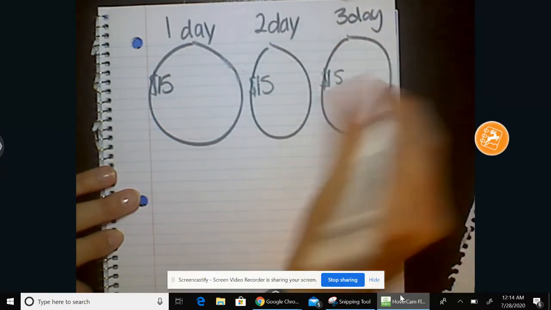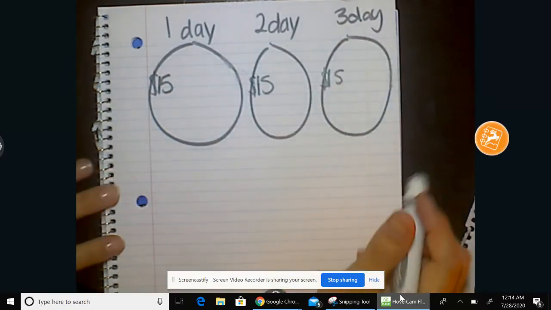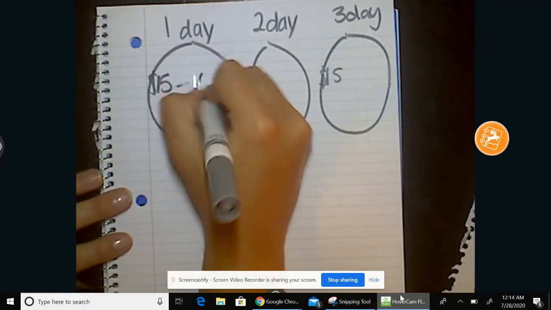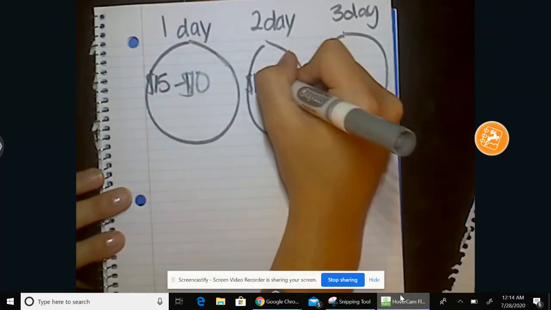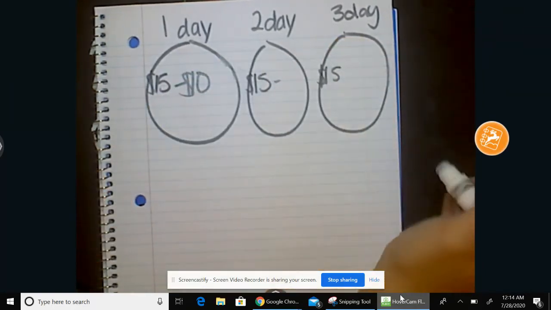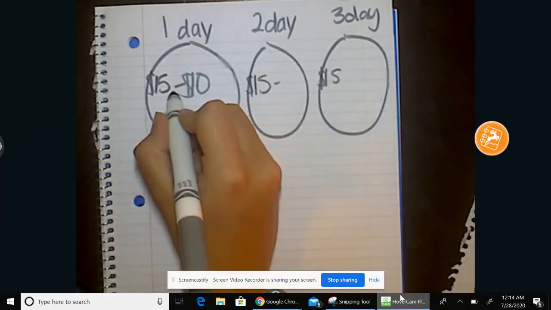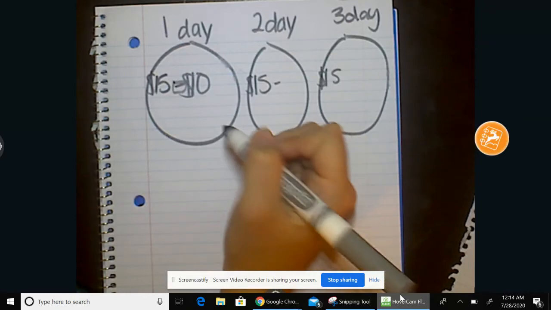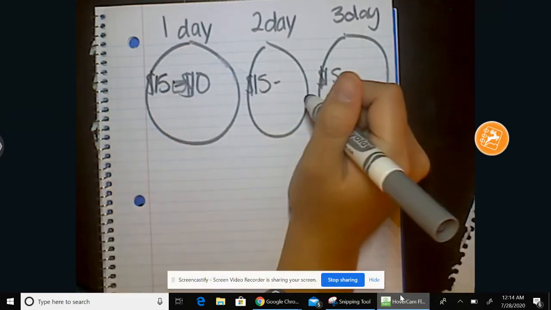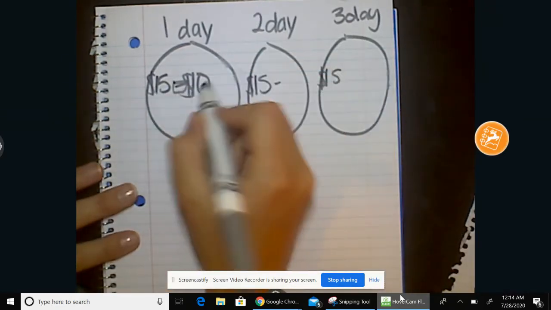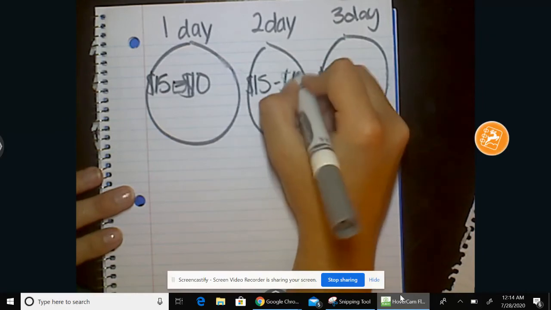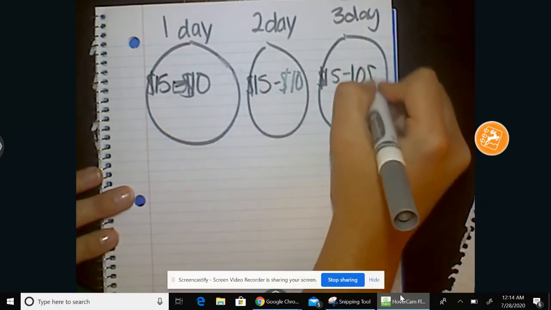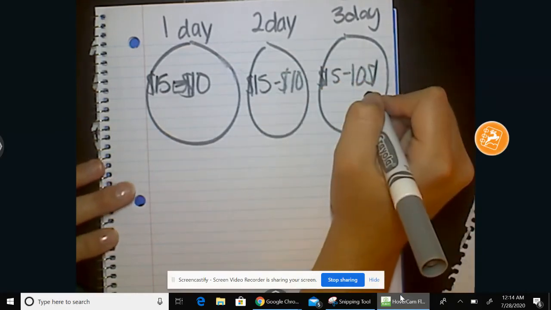And after he had $15, he said that he spent $10. And when we say spent, we know that that means subtract, because if you're spending money, you're taking away money from what you do have. So he spent $10. He spent $10 every single day.